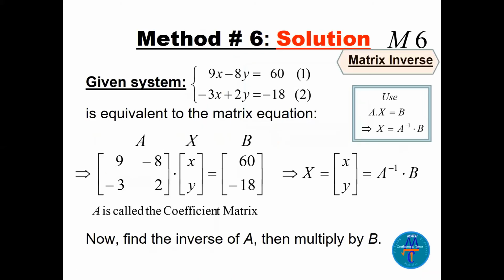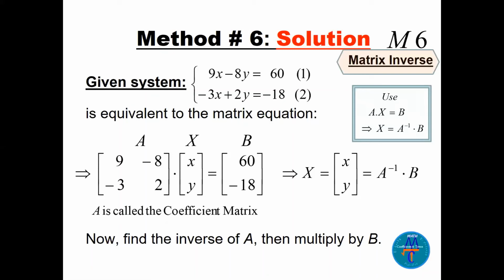All right, let's go back and continue here. Method number 6. I have the same system here, the system that we started from in the first slide. It had fractions, remember? We multiplied each equation by the LCD, least common denominator, to remove the fractions. Now, let's concentrate on method number 6, matrix inverse. I write only the coefficients here, 9, minus 8, minus 3 and 2.